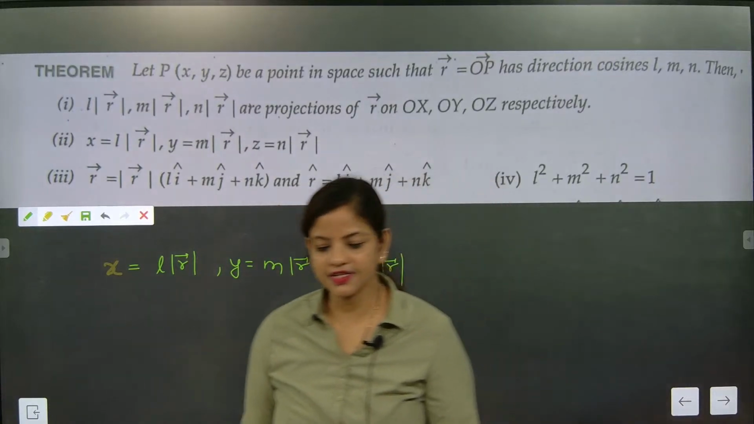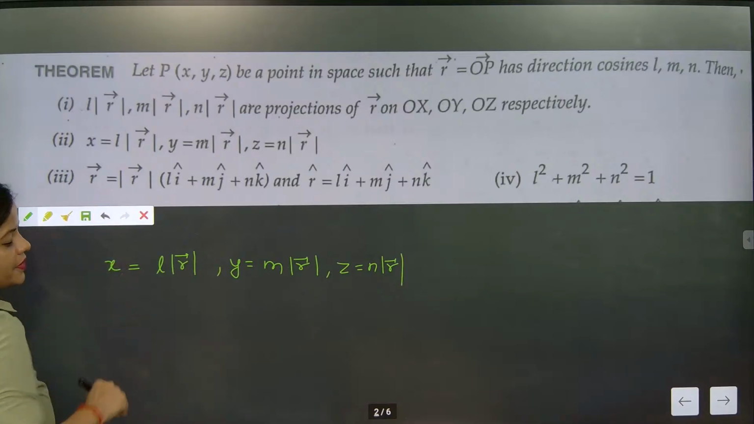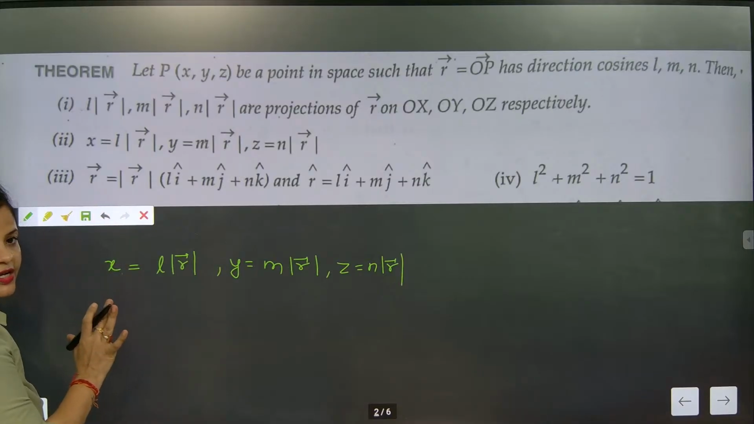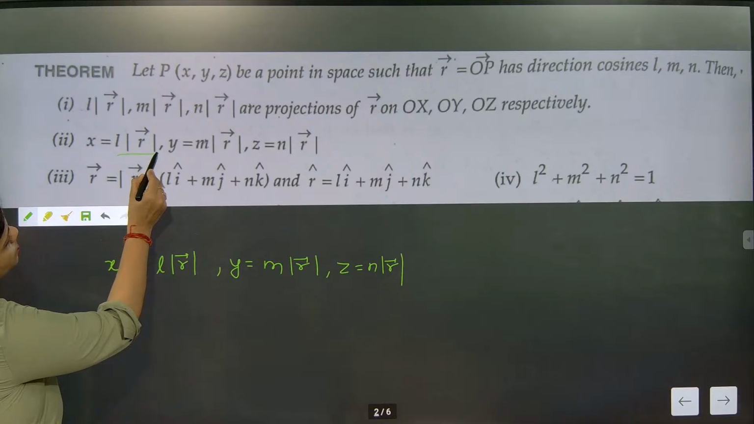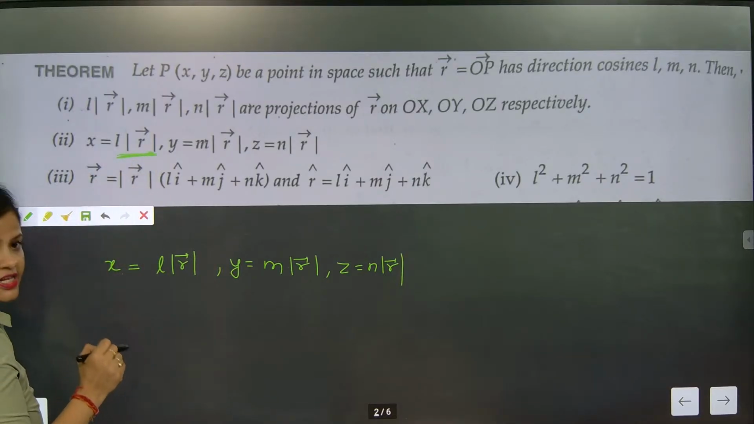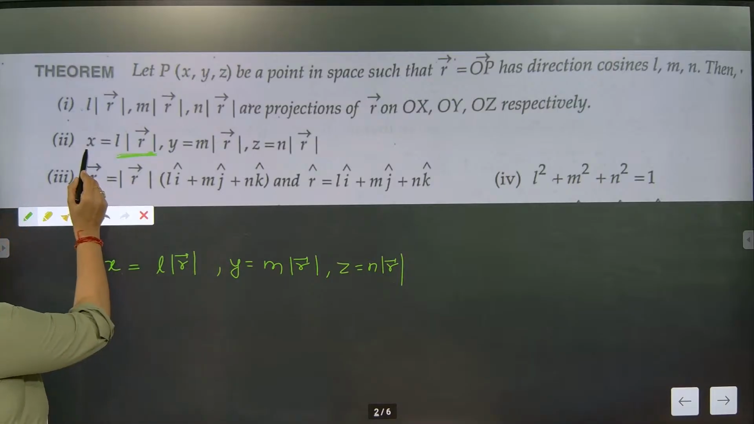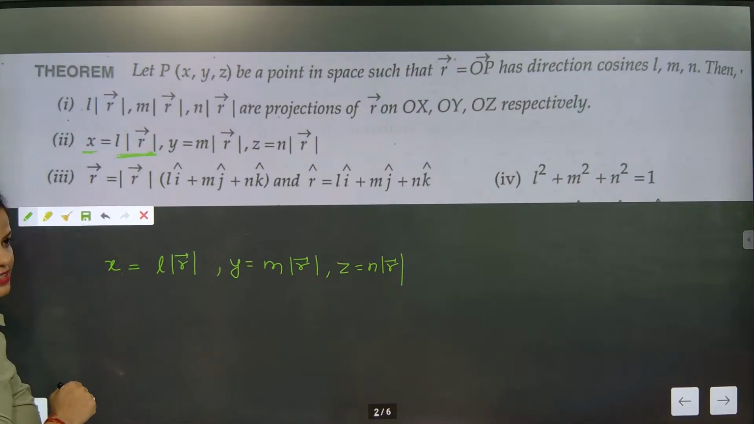I hope till here it is clear, beta. Now, how to prove this one? Anyone can do it. Now beta, what exactly is this? Can you take this? This is root under x square plus y square plus z square. What is this one, beta? X. And what is this one? L.